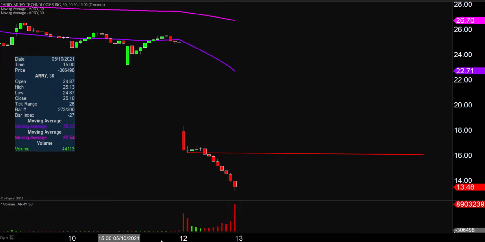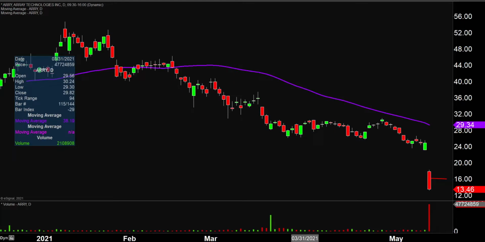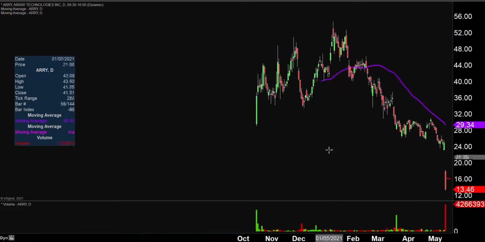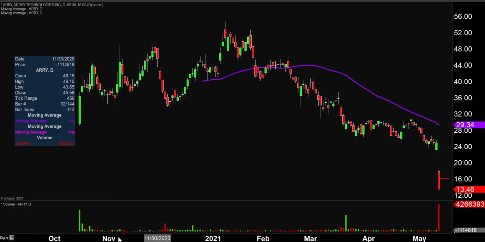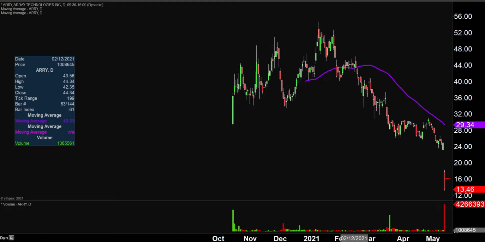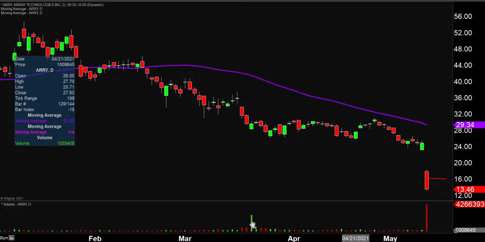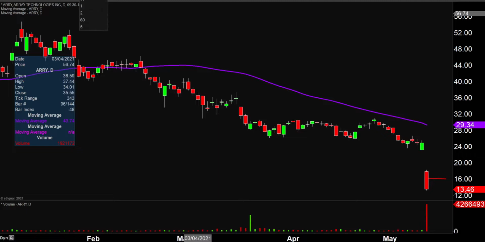And then as far as levels of support are concerned, I actually got to go to the daily time frame for this because it has been a long time. Or is this at all-time lows? Maybe this is at all-time lows, unless my chart's not loading. Well, on that note, never mind. We'll go back to the 30-minute time frame.